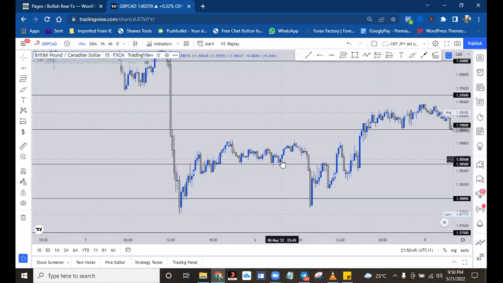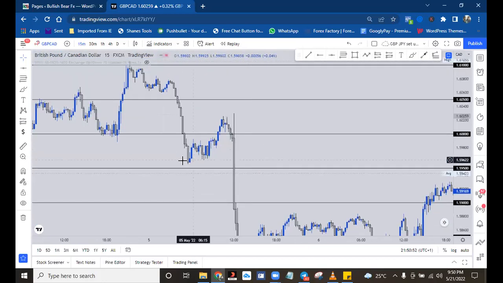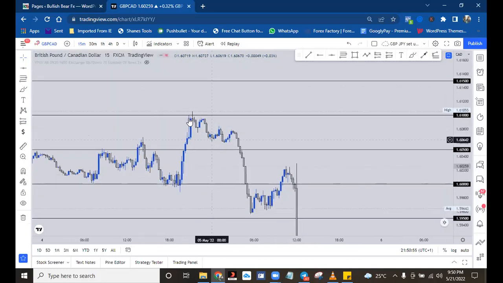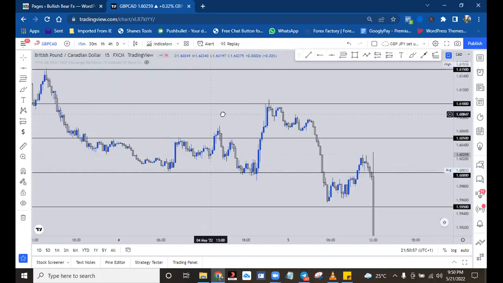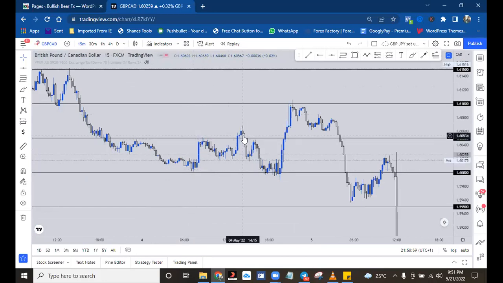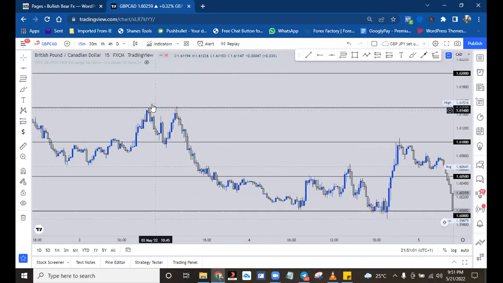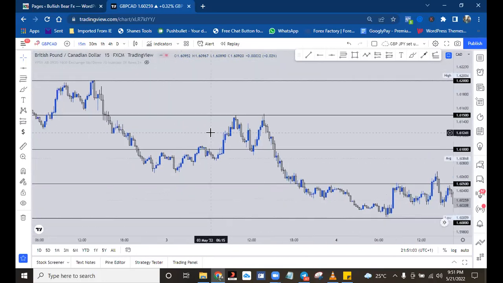So when you have psychological levels, you might not even need to stress yourself out plotting support and resistance at times, but there are times when you really need support and resistance. It all depends on the particular market you're looking at. So you can see how price plays around at psychological levels. I think that's quite enough. Everybody should have understood the logic behind that now.